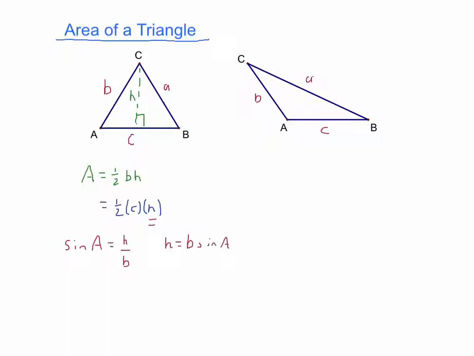And then using this expression for the value of H, we can finish off our area formula and get that the area is equal to 1/2 side C times B sine A. And this is the way that we can calculate the area of our triangle that involves some trigonometry and only involves in that area formula the sides of our triangle and its angle.